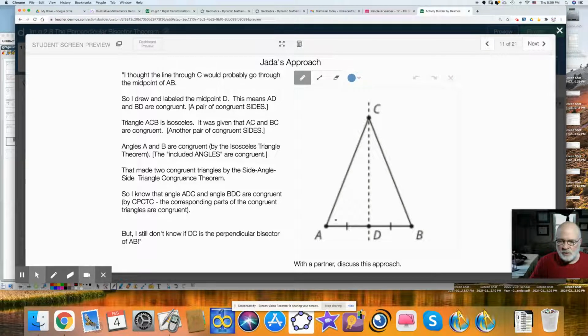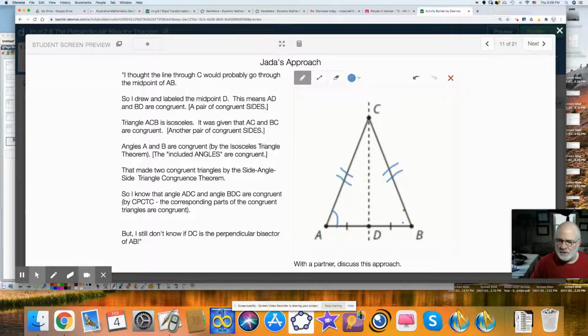She said we were told triangle ABC is isosceles. That was that AC is congruent to BD. So she can mark these two as congruent. There we go. Now I've got a side with the one triangle, a side with another, a side and a side. She said angles A and B are congruent.